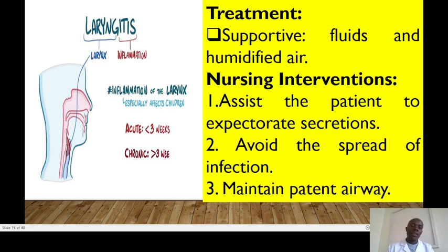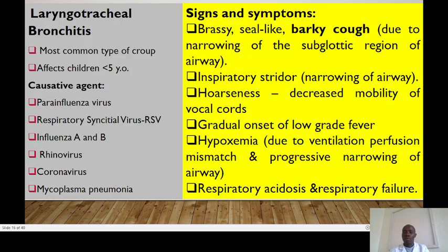So if you want to treat it, because this is mostly viral, you have to give supportive care, especially fluids and humidified air, and then assist the patient to expectorate the secretions and avoid the spread of infection as you maintain a patent airway.